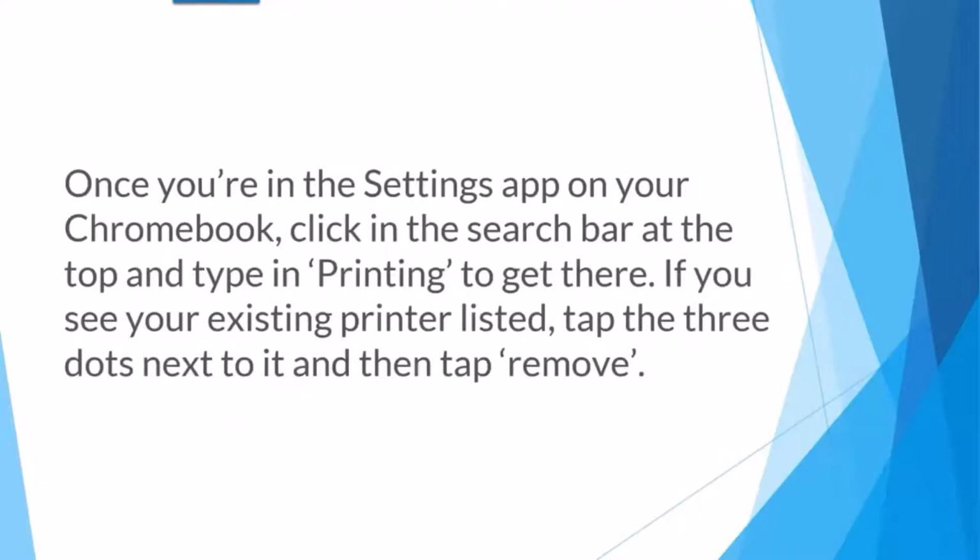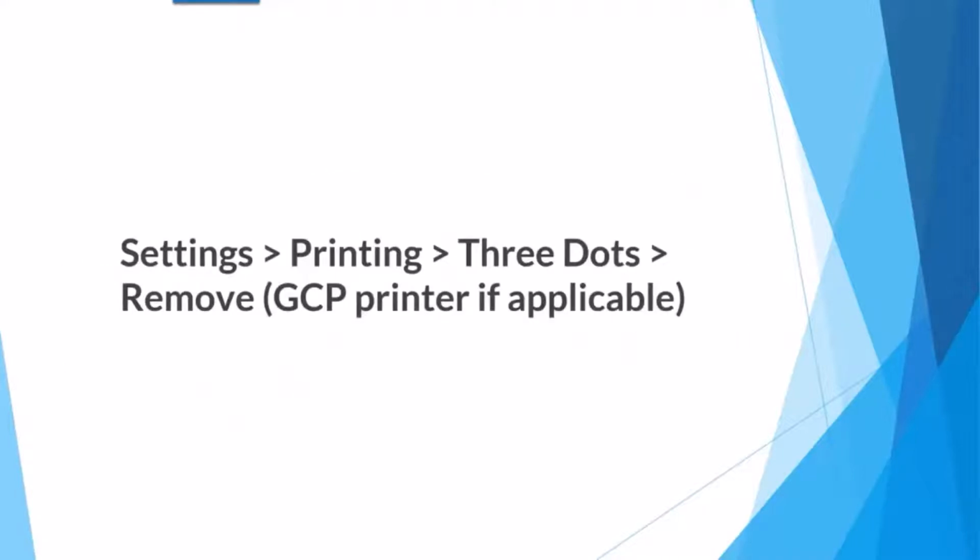Once you're in the Settings app on your Chromebook, click in the search bar at the top and type in Printing. If you see your existing printer listed, tap the three dots next to it and then tap Remove. Let's take a look. Settings, Printing, then the three dots, and then remove the GCP printer if applicable.